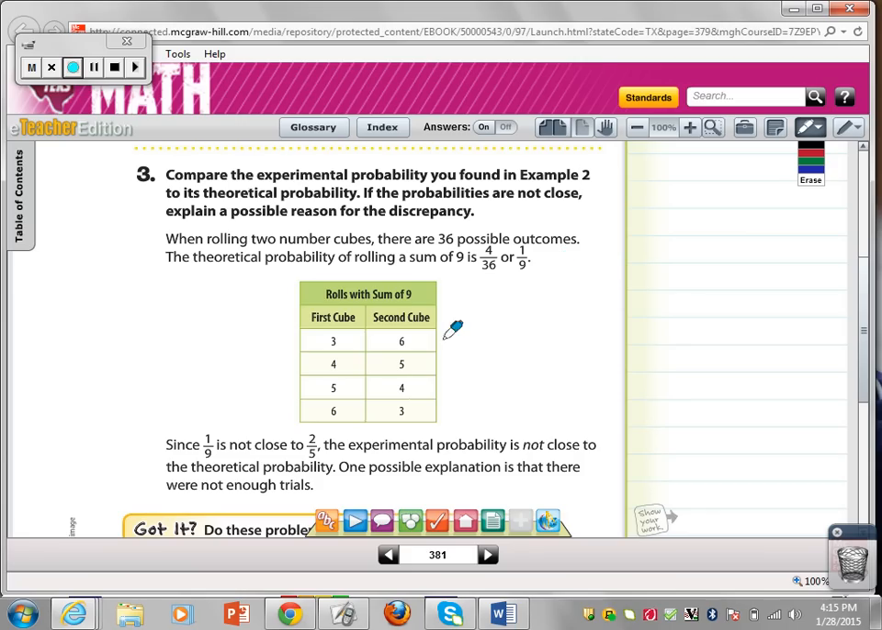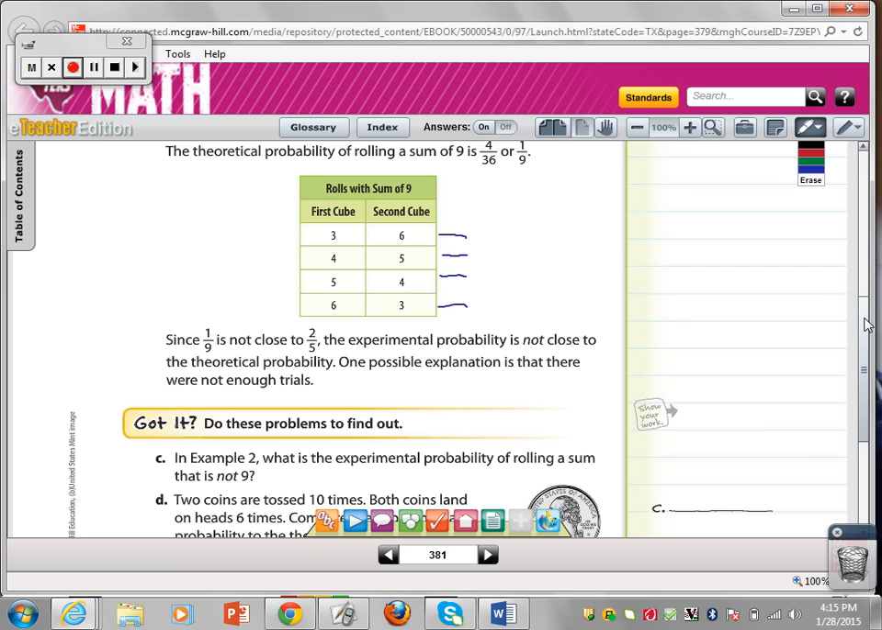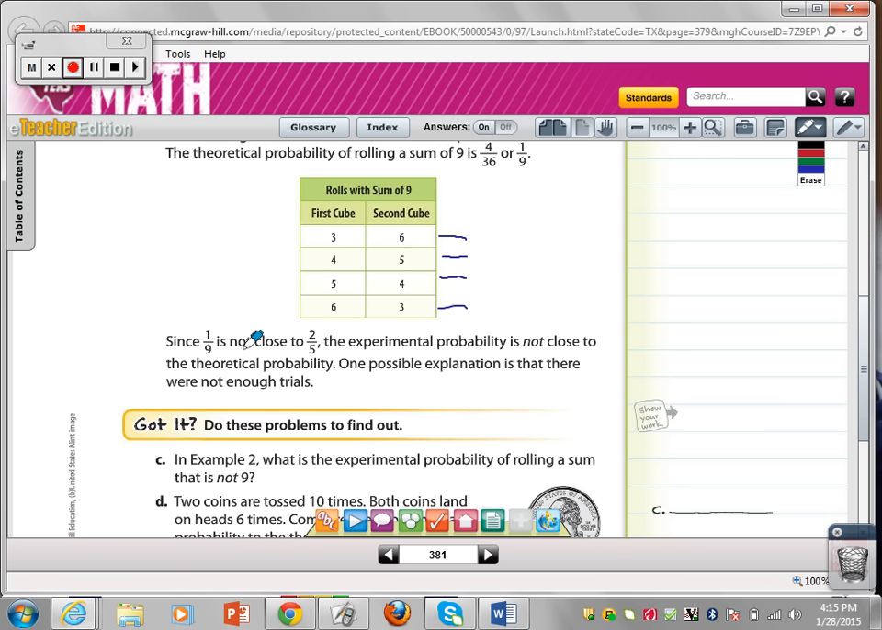All right, so if you look at the table here, rolls with sum of 9, here are the total possible ways that you could get a 9. A 3 and a 6, a 4 and a 5, a 5 and a 4, a 6 and a 3. This is only 4 possible ways out of 36, which simplifies to 1 out of 9. Okay? So if we continue here, it says, since 1 out of 9 is not close to 2/5, the experimental probability is not close to the theoretical probability.